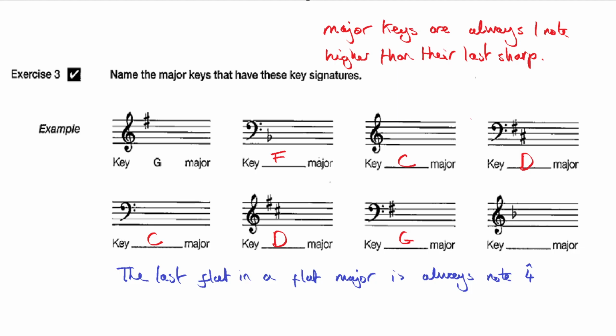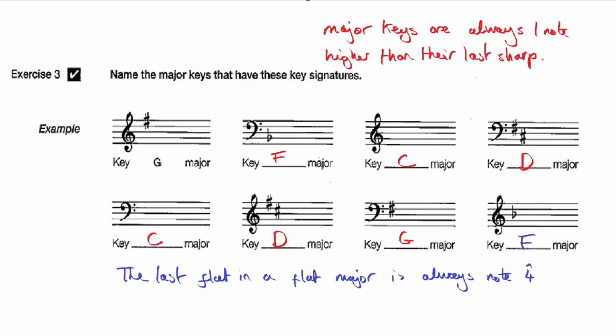B flat is note number 4, so A would be note number 3, G would be note number 2, and F would be note number 1, so that is F major. Those are the 2 little rules you can learn. Okay, but it's still not over. Sorry, there are a lot of exercises for this because keys are very important.